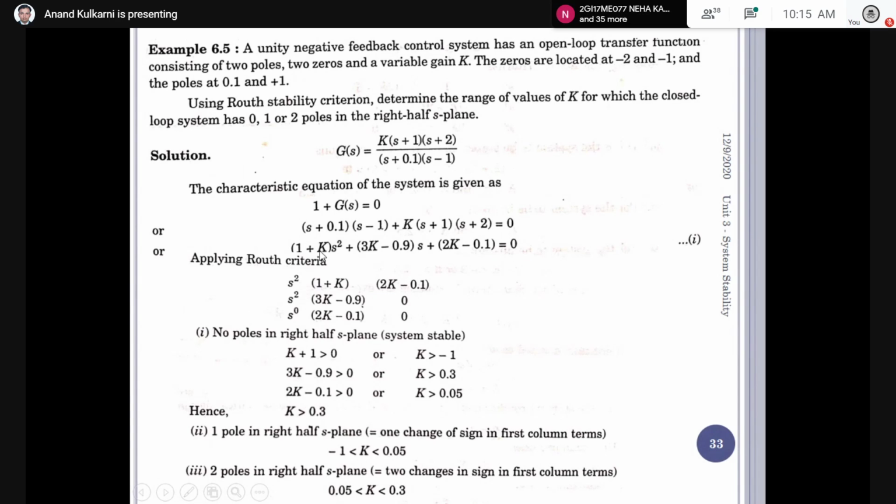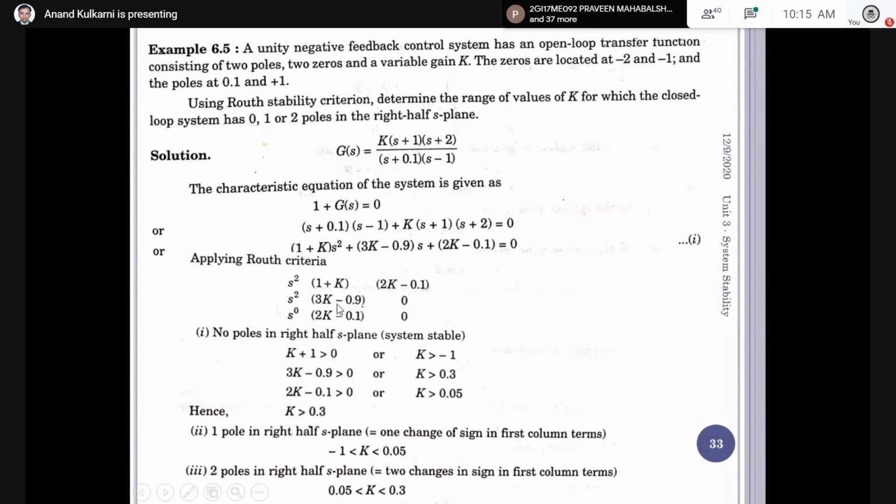S cube term: 1 plus K, leave this, write this. S square term, this one, 0. So simplify this into this minus 0 divided by this is this one only. And so from here, the S to the power 0 term we have reached. See, 1 plus K should be greater than 0. So that means K should be greater than minus 1. That is the first condition, because this has to be positive.